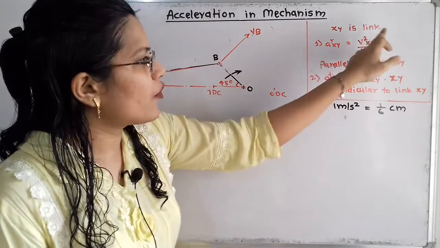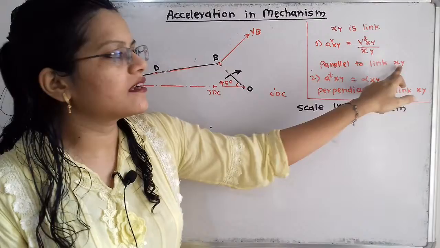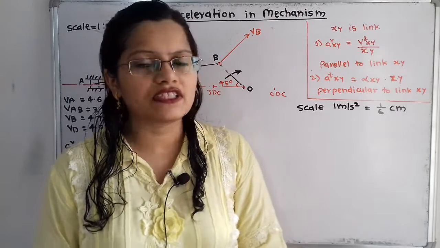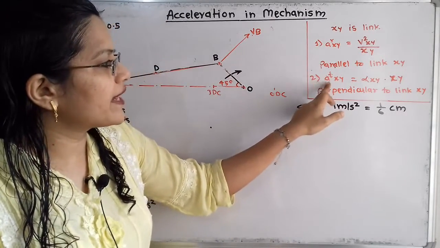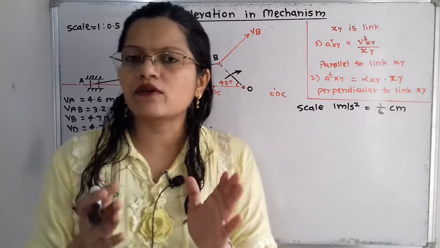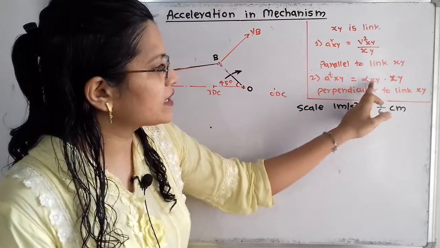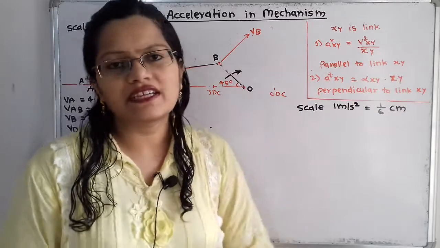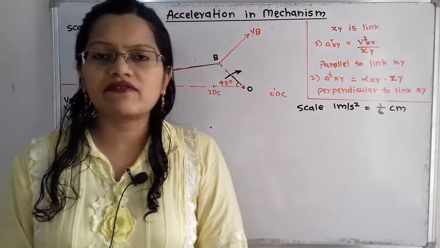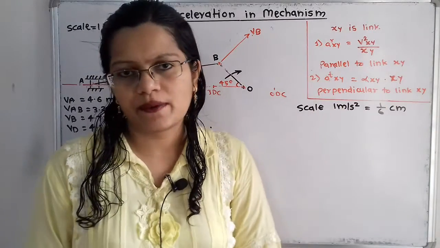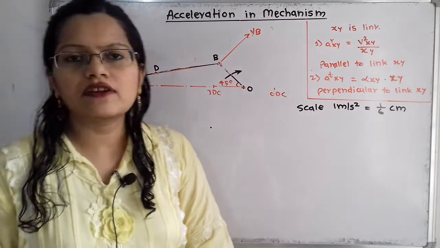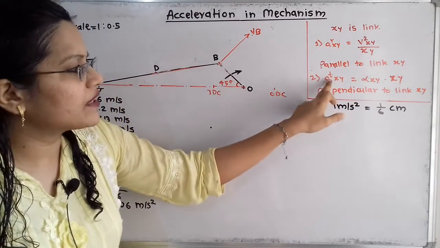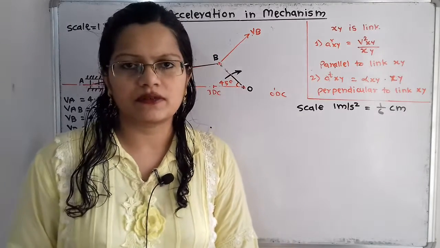So this is the formula to calculate the magnitude, and it is parallel to the link, that is the direction. Now in the same way, what is the formula to calculate the tangential component of acceleration? Here we show a^t_xy is equal to alpha, the angular acceleration of that link, alpha_xy, multiplied by the length of link xy. From this we can calculate the magnitude of the tangential component of acceleration, and for the direction, it is perpendicular to the link xy. So the radial component is parallel to the link xy, and the tangential component is perpendicular to link xy. So we can say that the radial component and tangential component are perpendicular to each other.